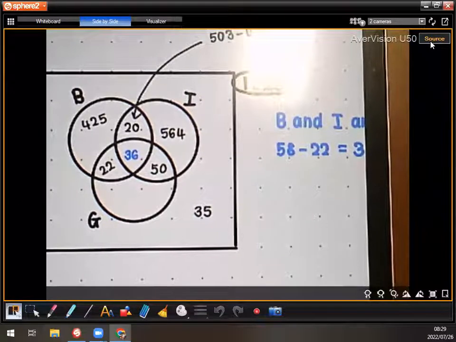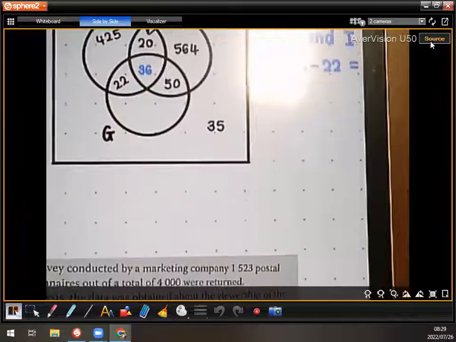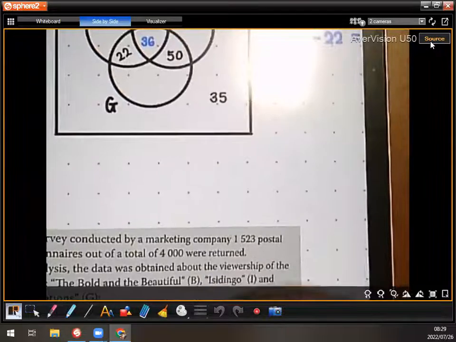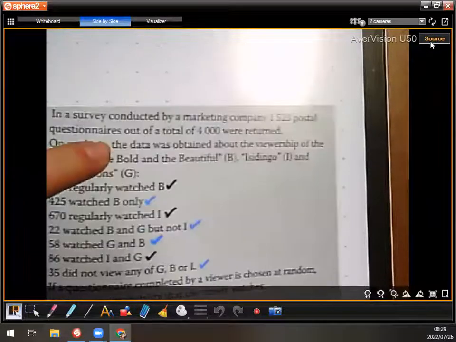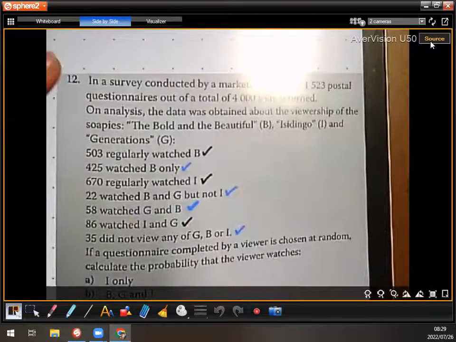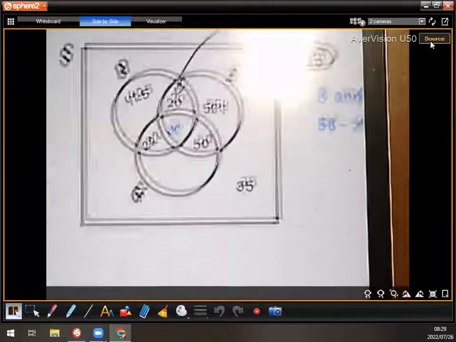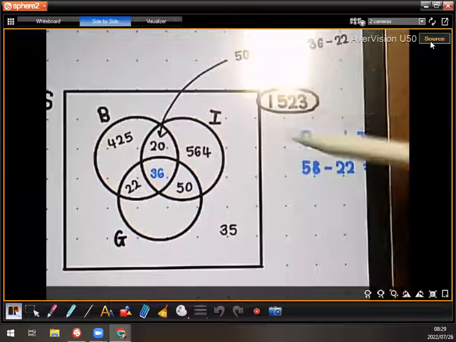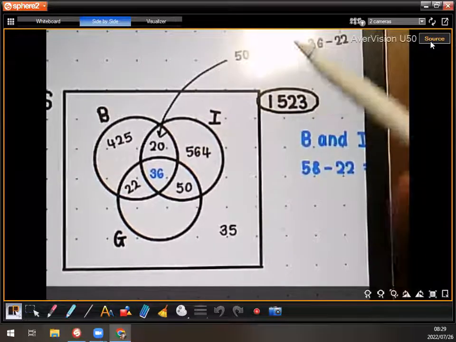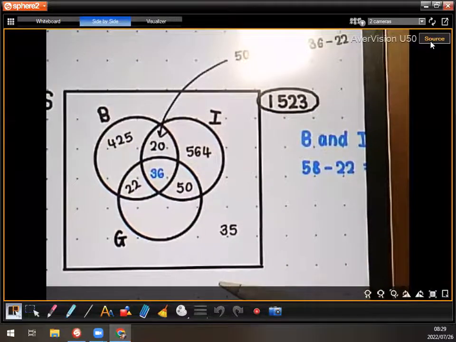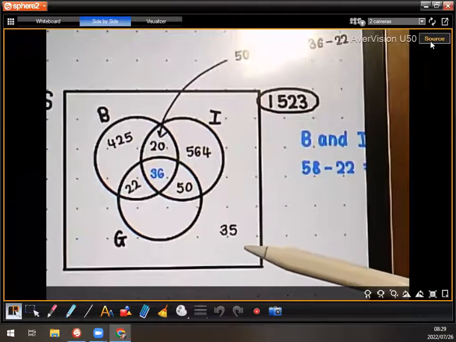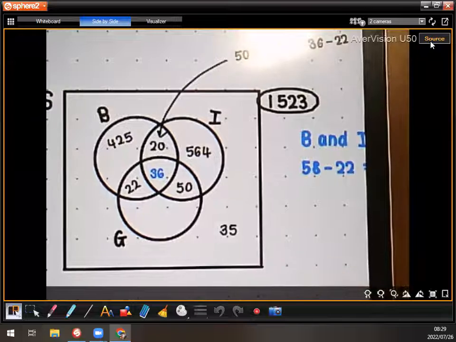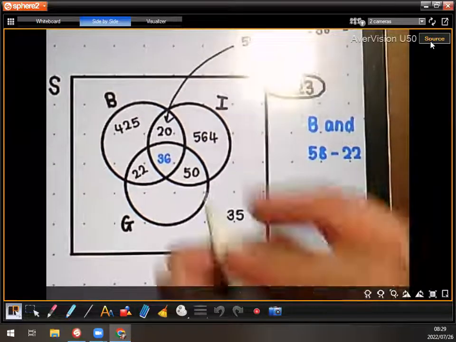And then we can do the same with G. They didn't actually tell us how many people watched generations in total, but we do have the actual total of the number of people that answered, and we have all the other values. So to get that value there, we can say 1523 minus all of the numbers that are in there. What is that? Has anyone done that? 371.